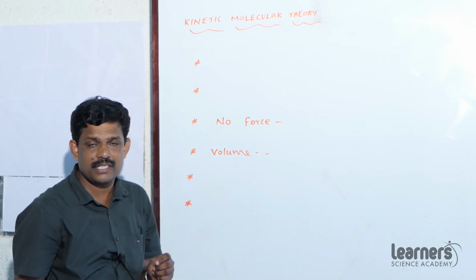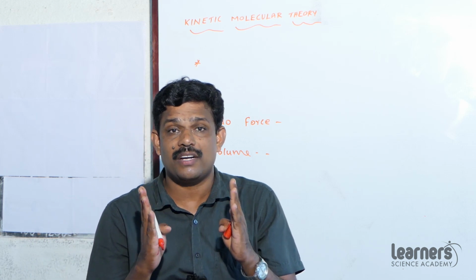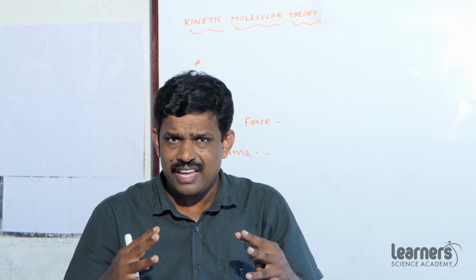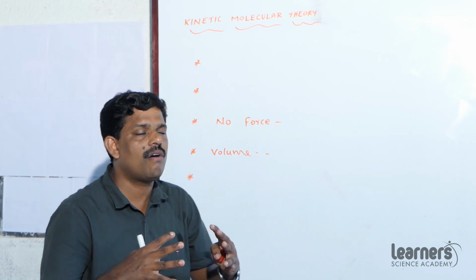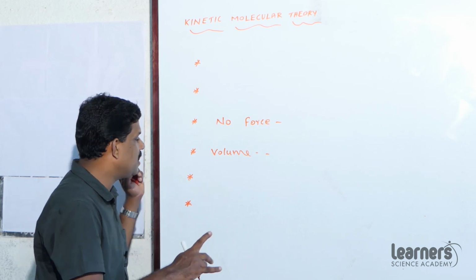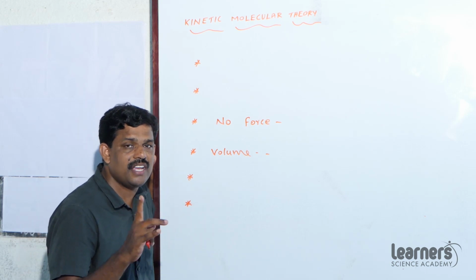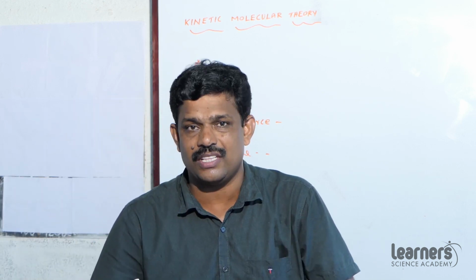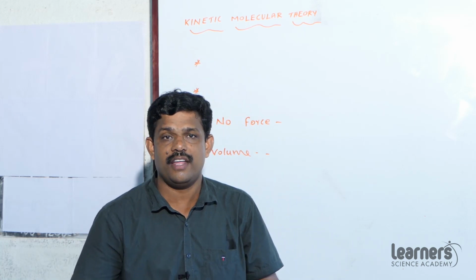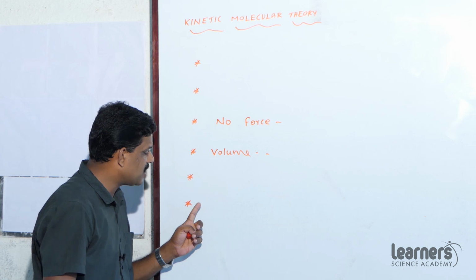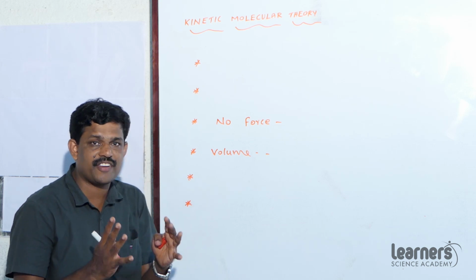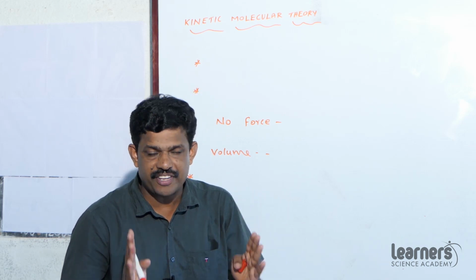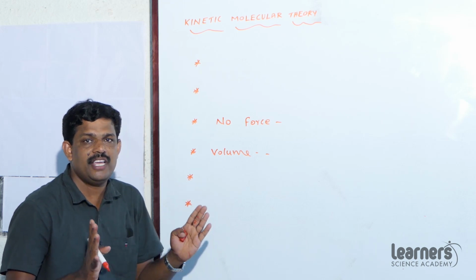And the next one is the gas particles are in constant random motion and they hit with the container and also with themselves. This is the reason for the gaseous pressure. That is, gas particles collide with each other and with the walls of the container, exerting pressure. And next one is the collisions of gas particles are perfectly elastic.